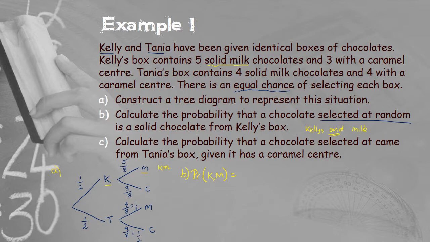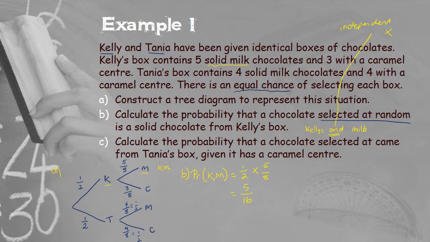When we say the word and, I want you to think, whenever we see this, independent events, okay? When we're saying and, we're getting independent events. And when we're saying and, we multiply. So Callie's and milk chocolate, that means we're going to do half times 5 on 8, which we can multiply to give us 5 on 16.